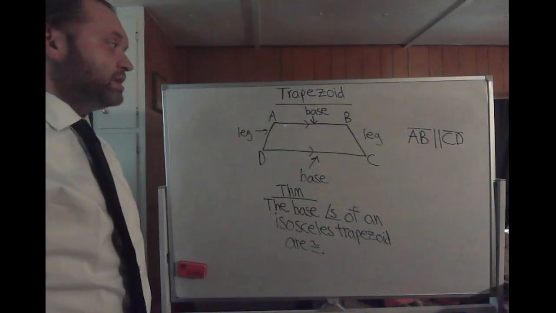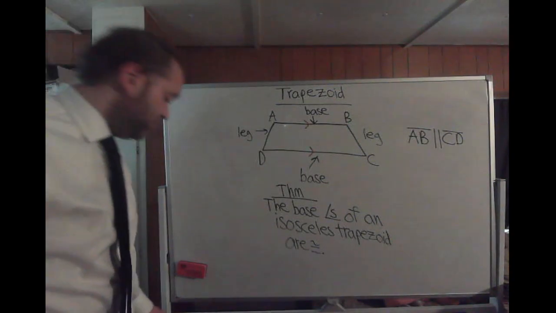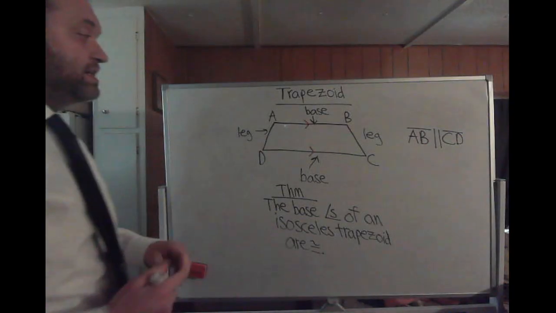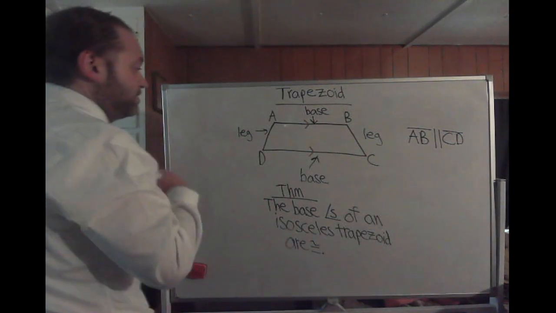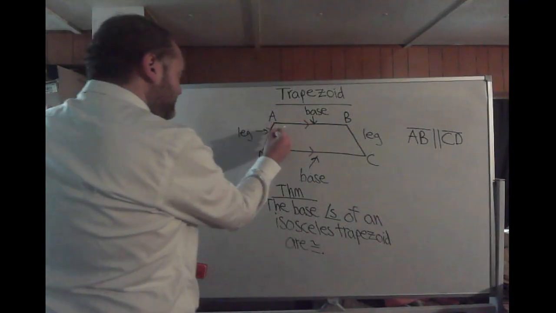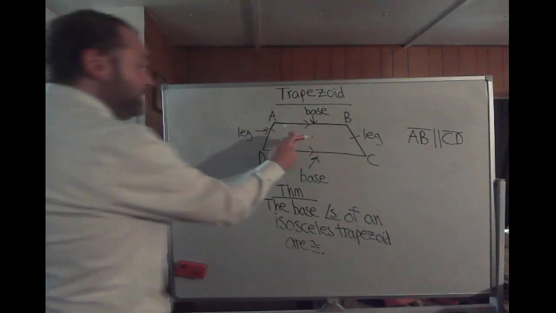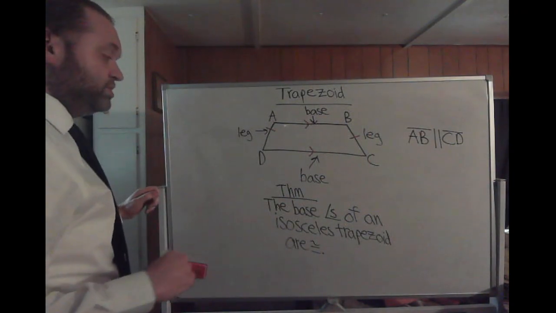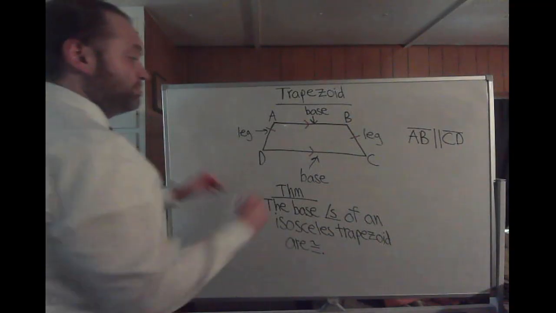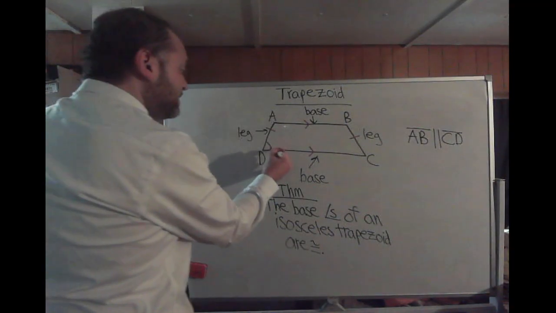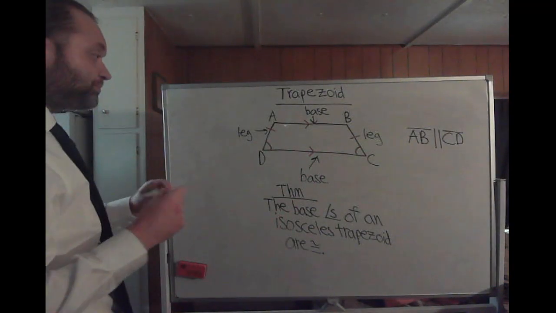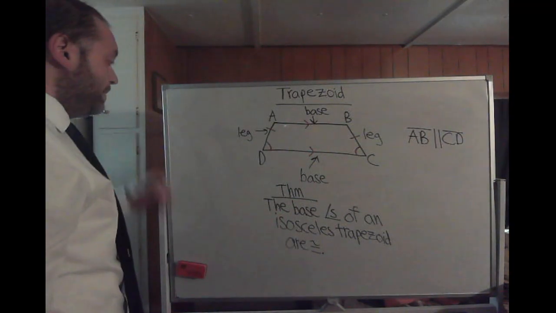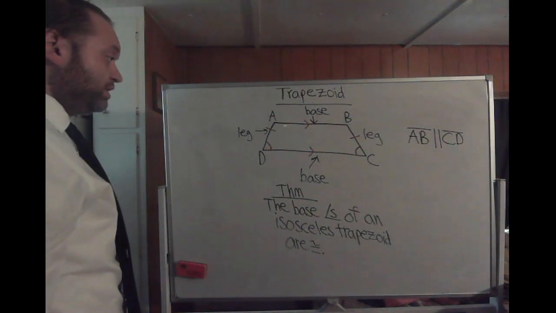So the theorem we're about to prove here and learn is that the base angles of an isosceles trapezoid are congruent. Okay, so what's an isosceles trapezoid? An isosceles trapezoid occurs when the legs are congruent to each other. So if AD were congruent to BC, you would have an isosceles trapezoid. By this theorem, the base angles D and C would be congruent to each other. So that's really all that's saying.